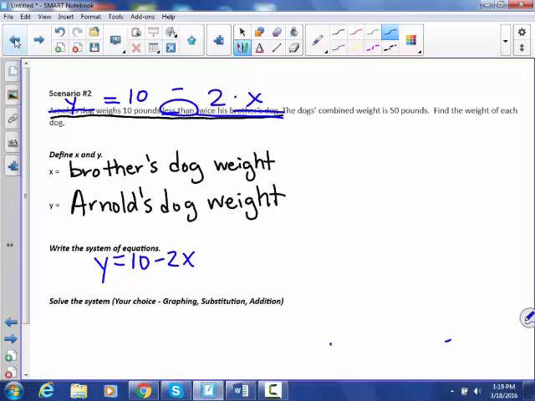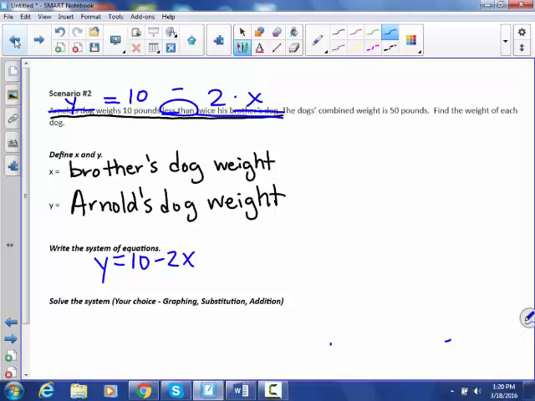Let's say that Ryan has $20 and I have $5 less than Ryan. How much money do I have? 15. How'd you get it? You did 20 minus 5, didn't you? Did you do 5 minus 20 or 20 minus 5? 20 minus 5. Even though I said I had $5 less than, even though the 5 came first, you did 20 minus 5, not 5 minus 20, right?